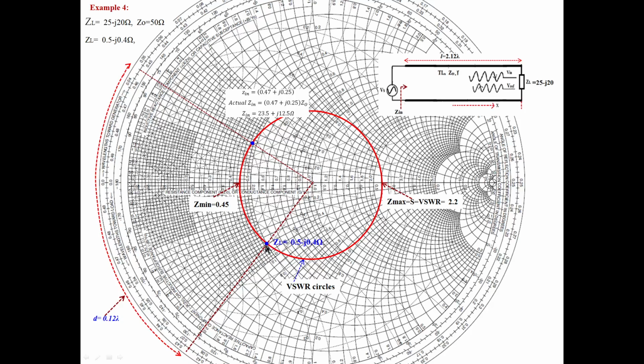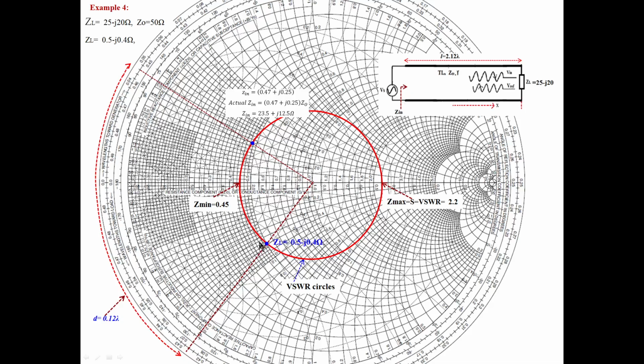The load may be anywhere, but for this one the load is here. And what is the question here? From the load, you should travel a distance of 2.12 lambda. From here you move like this, stop at a distance of 2.12 lambda, and read the impedance there. That is the question here.